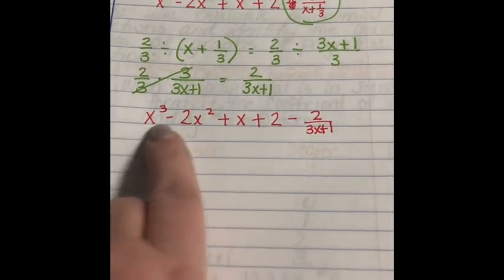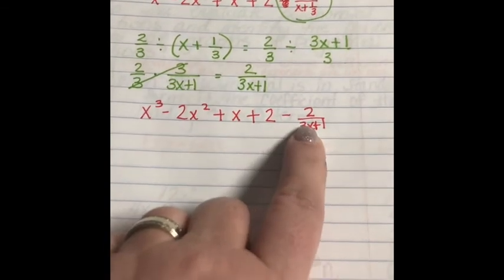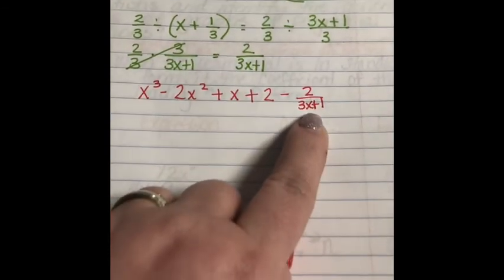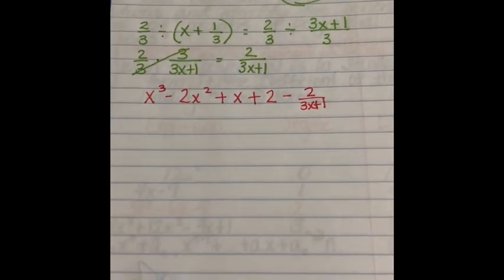So now I can rewrite my new polynomial, but this time instead of having a fraction over that, I now have 2 over 3x plus 1. And that's the end of 5-2.